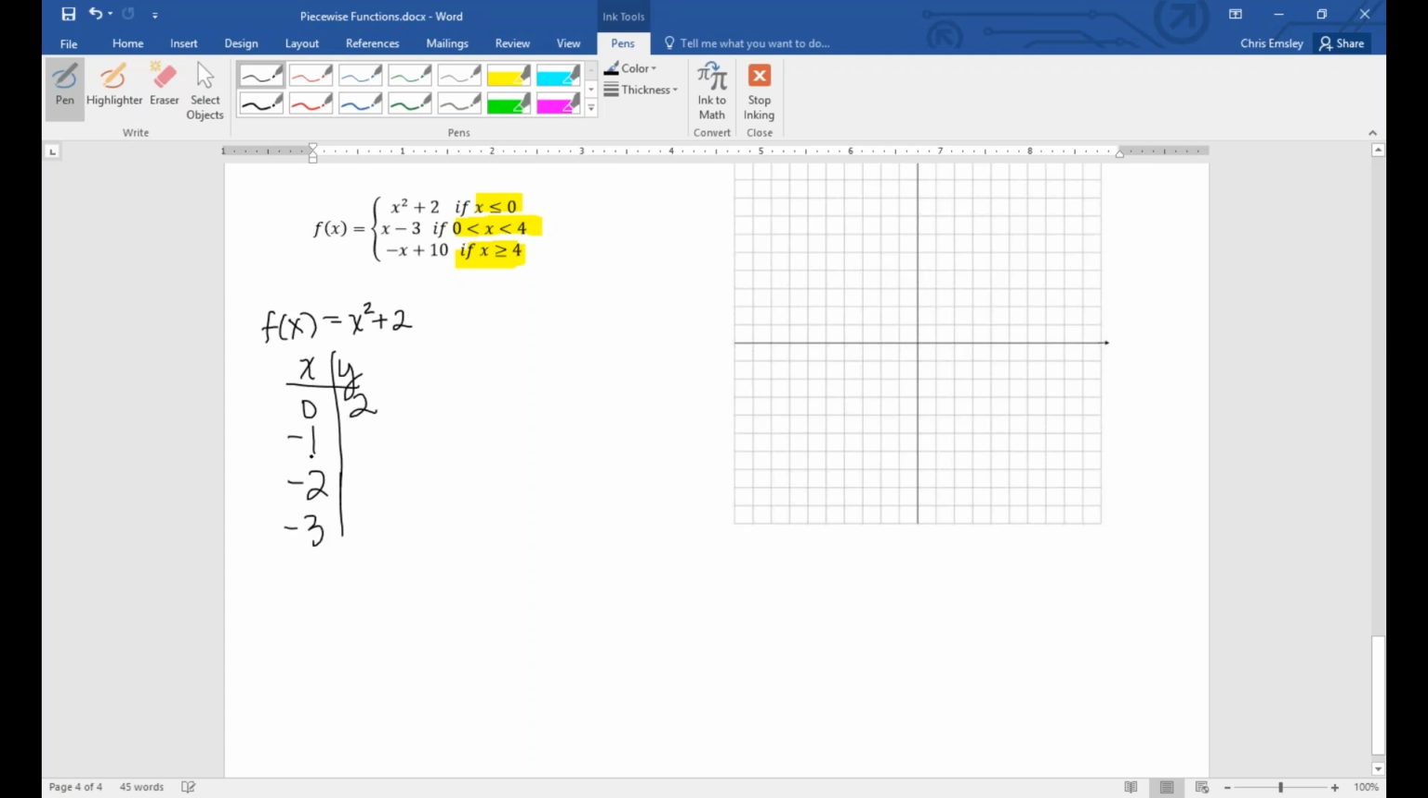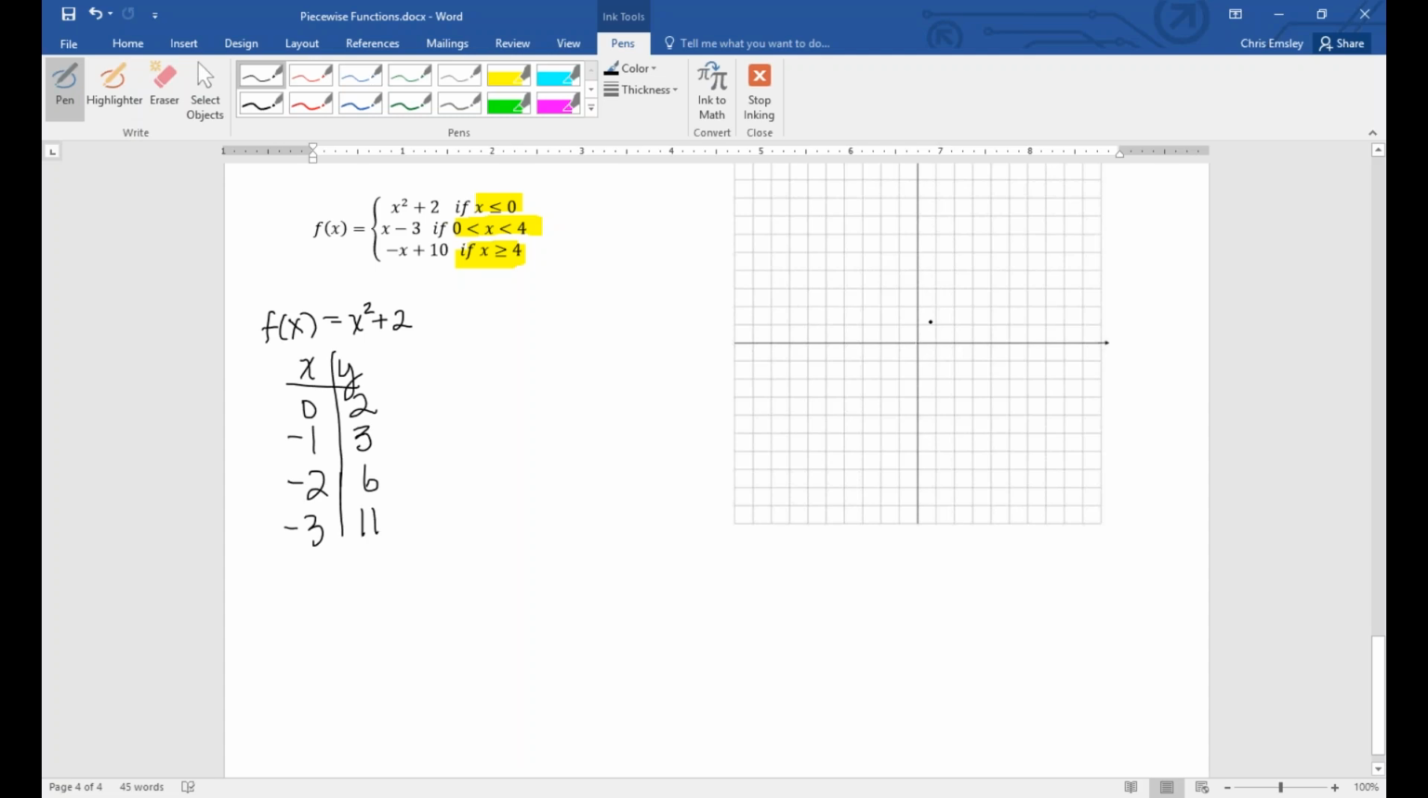0 plus 2 is 2. -1 squared is 1, 1 plus 2 is 3. -2 squared is 4. 4 plus 2 is 6. And negative 3 squared is 9. 9 plus 2 would give us 11.